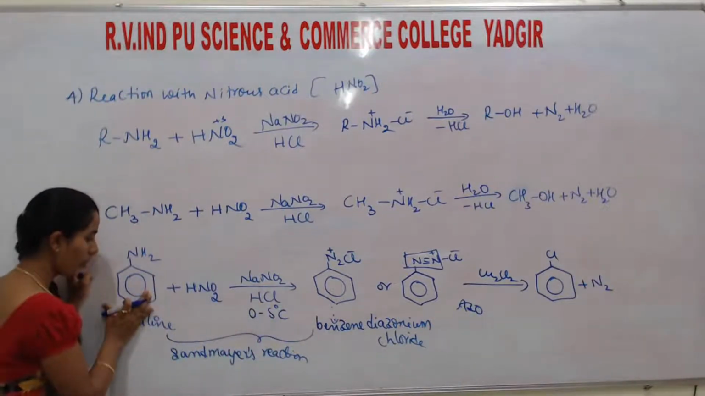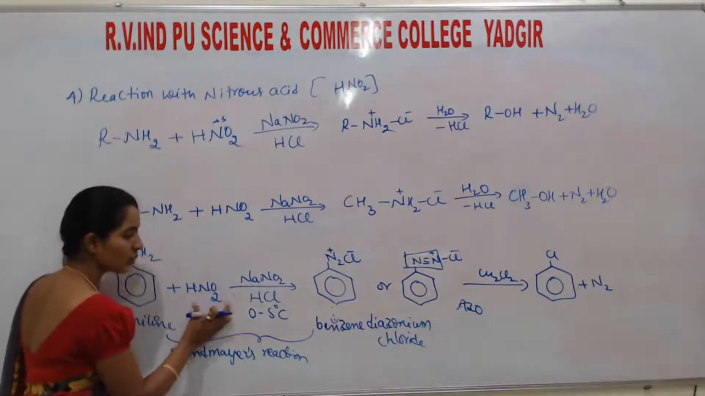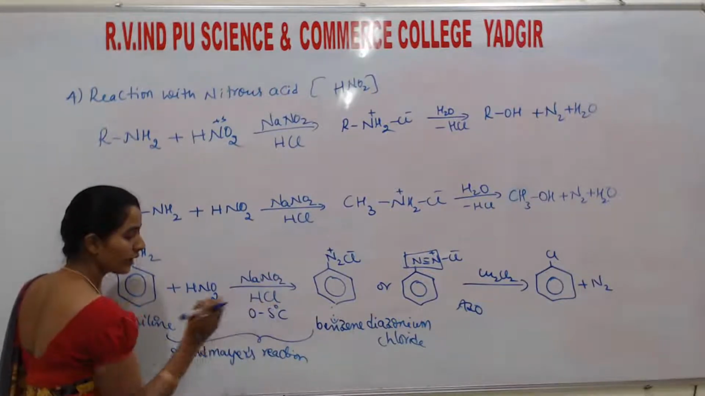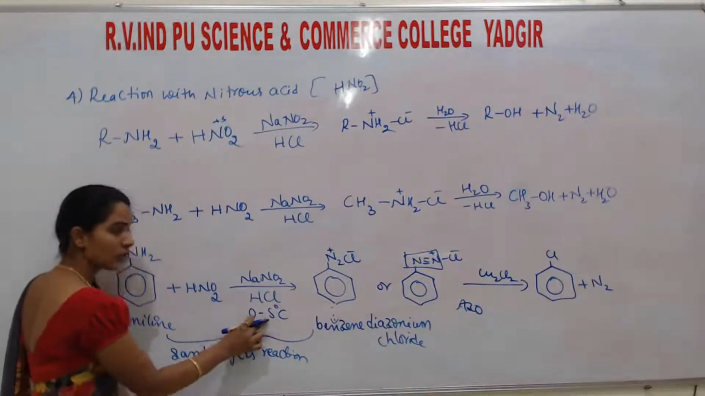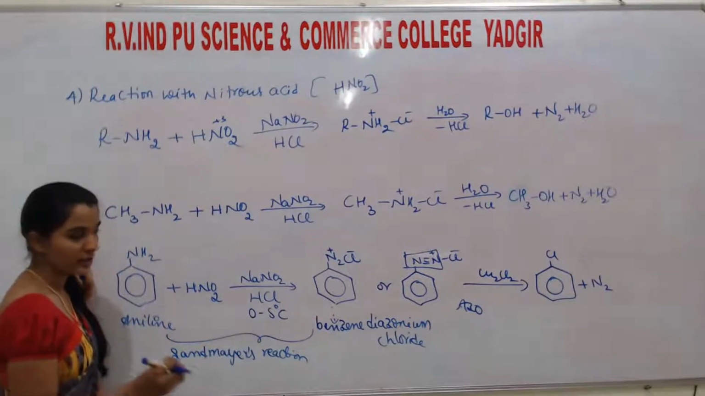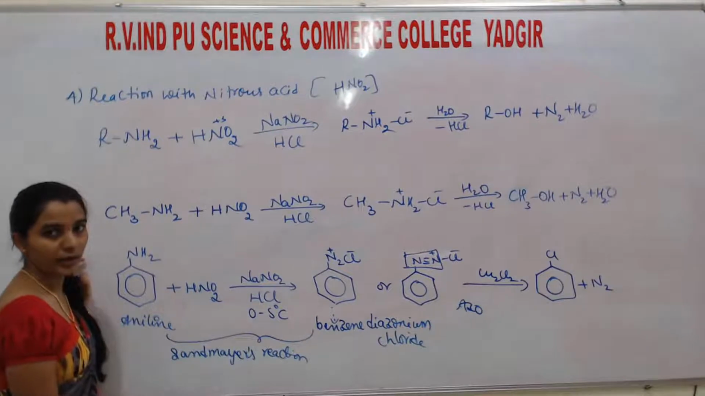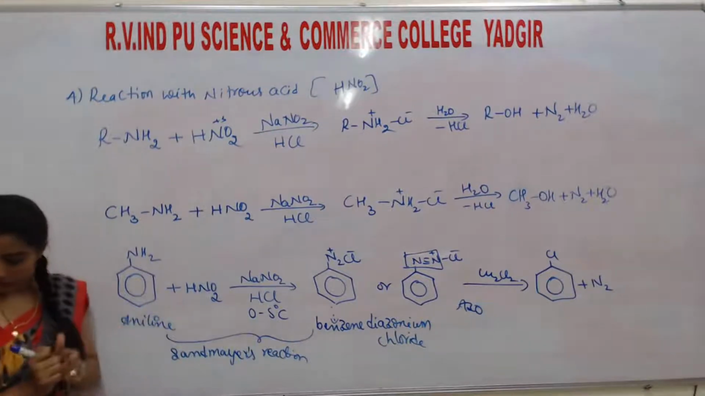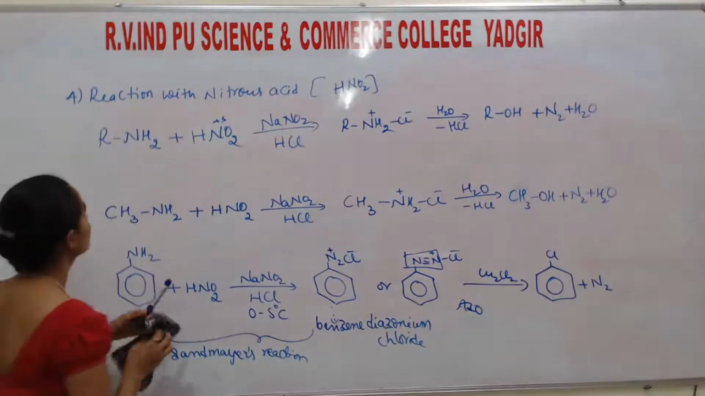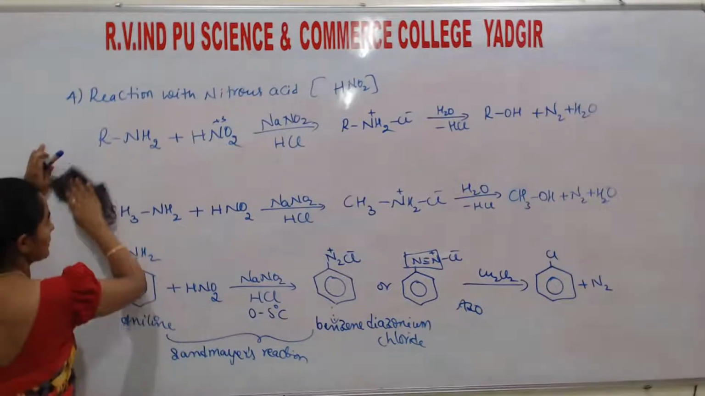When aromatic amines react with HNO2 in presence of NaNO2 and HCl, the condition is 0 to 5 degrees Celsius. In a cold condition, they form benzene diazonium chloride. Okay, so this is the reaction with nitrous acid.